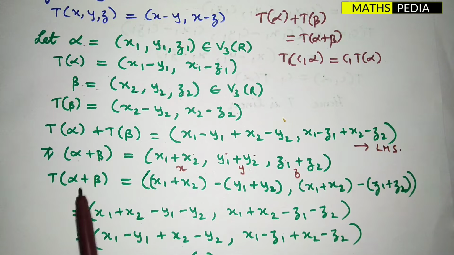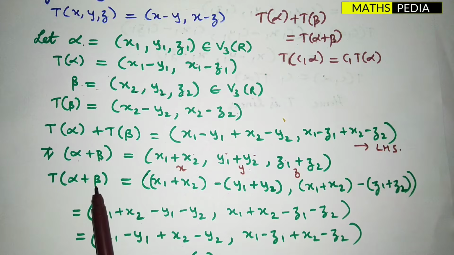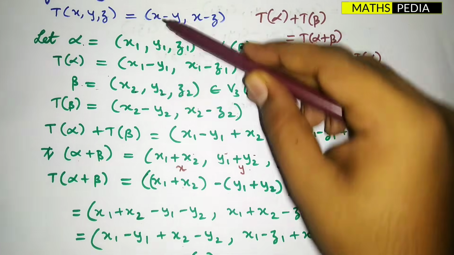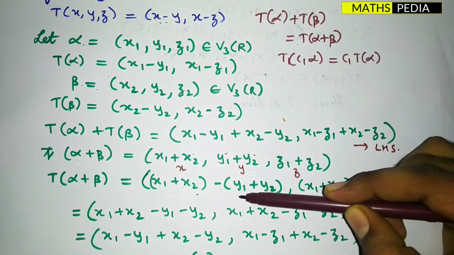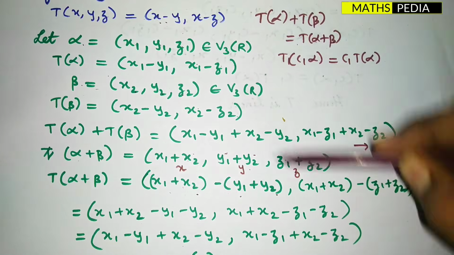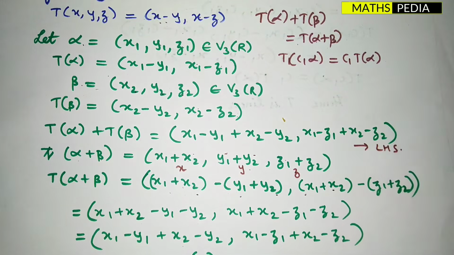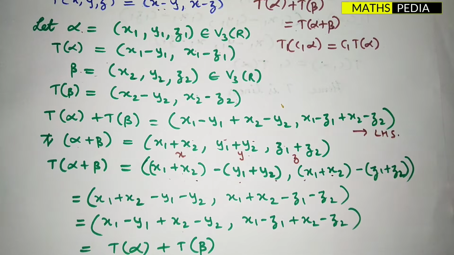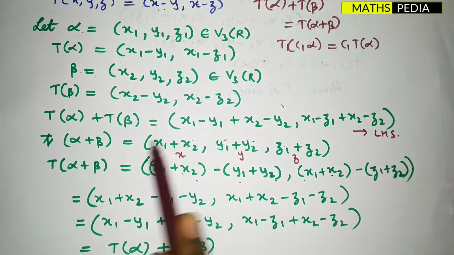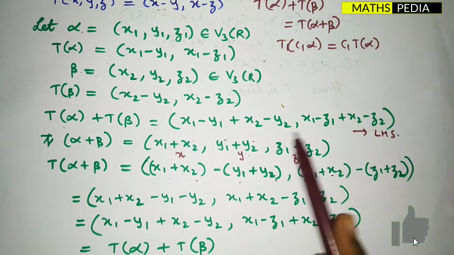That's it. So observe here. T of alpha plus beta will be x, which is x1 plus x2, minus y, which is y1 plus y2, comma x, which is x1 plus x2, minus z, which is z1 plus z2. Now we need to simplify this. Just open the bracket: x1 plus x2 minus y1 minus y2 comma x1 plus x2 minus z1 minus z2. Taking x1 and y1 together, see over here, this is T of alpha plus T of beta, which is nothing but the LHS part.